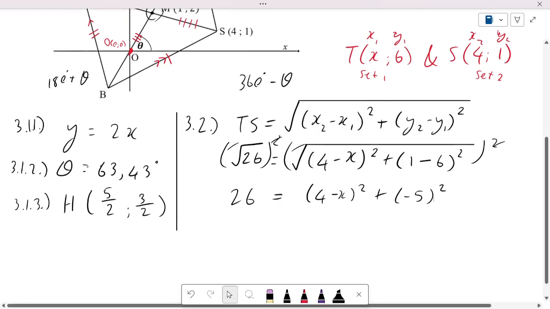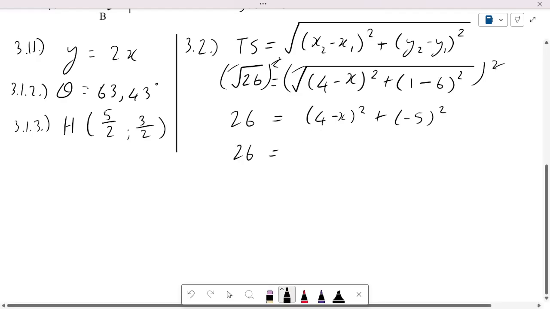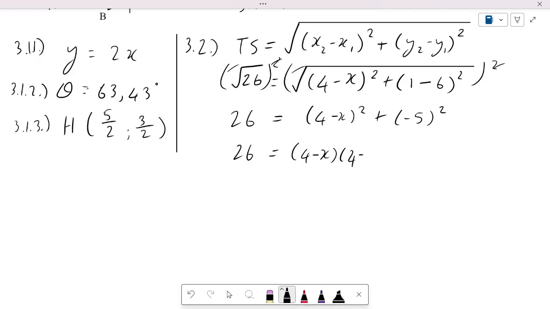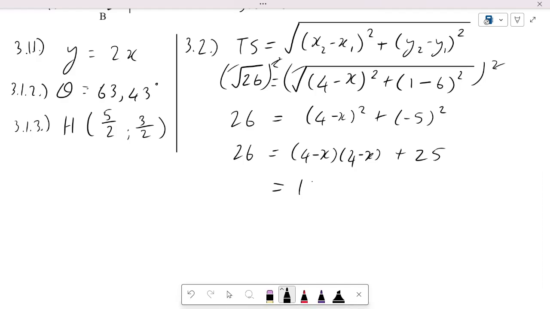Now we just need to simplify even further. We have 26 is equal to (4 minus x) all squared, which can also be written as 4 minus x multiplied by 4 minus x, plus negative 5 squared, which is just going to be positive 25, because there's a square, it's going to be positive. Now we can just use the FOIL method. So it's going to be 4 times 4, which is 16. Then the outer, so it's going to be minus 4x. Then it's going to be minus 4x. And then it's going to be positive x squared. And then this is going to be plus 25.